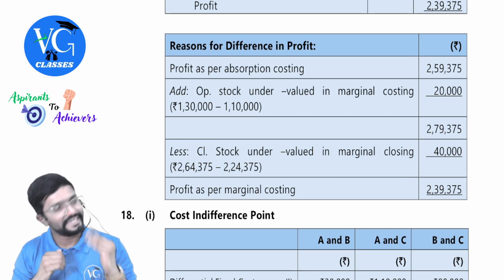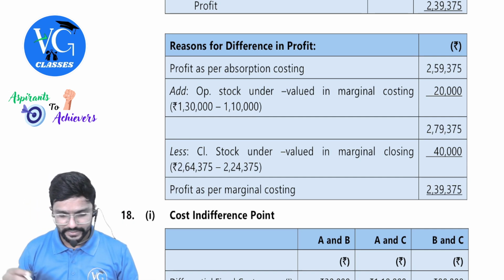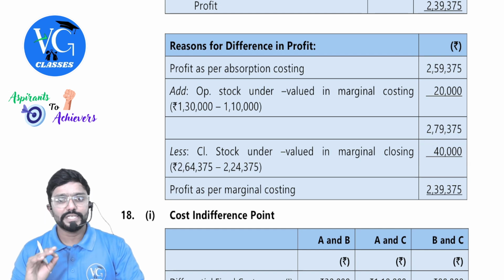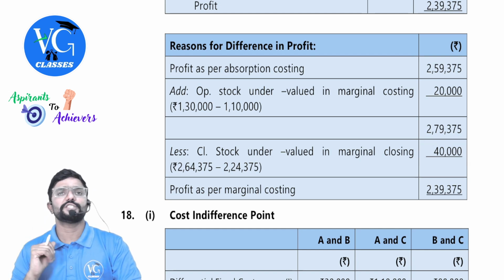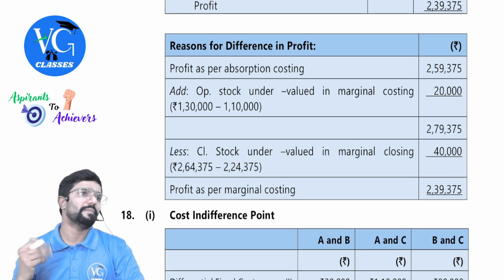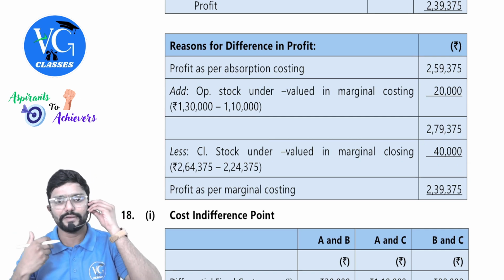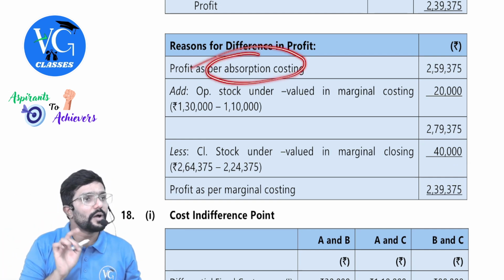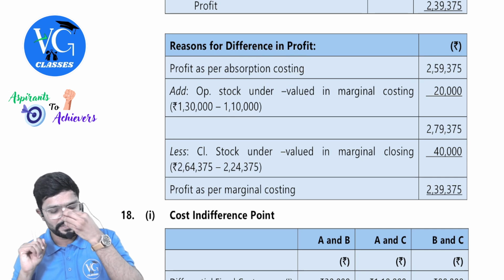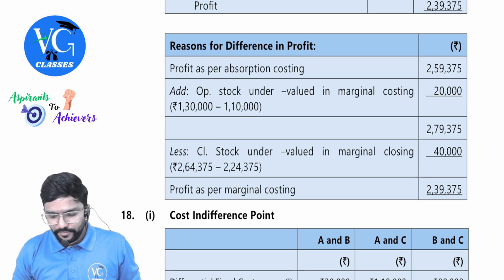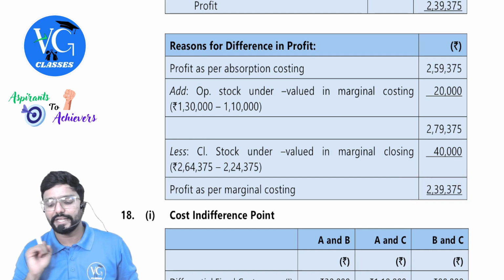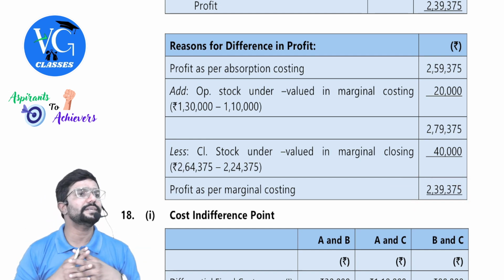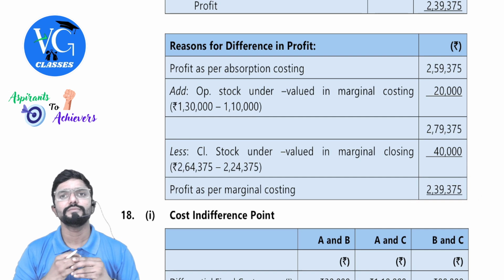So what should you do now? Deduct. So closing stock is overvalued in absorption costing or undervalued in marginal costing. Better to write it from the absorption costing point of view, just because you have taken absorption costing as a base. Profit as per marginal costing 2,39,375. Matching up.